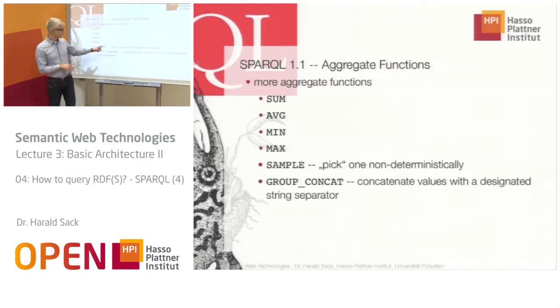And we have 2 interesting things that are quite new and that are maybe not known from SQL. We have one thing that is called sample. And sample is a function that picks 1 element from a number of elements or from a group in a non-deterministic way. So you will have a pick from a larger group of items. And at last, we have a thing that is called group concat, and this means all items in the group will be concatenated with a designated string separator that has to be given for concatenating those single items.